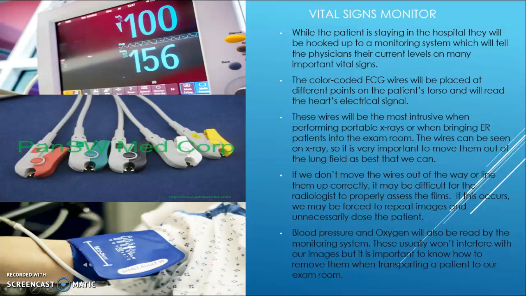Next we have vital signs. While the patient is staying in the hospital, they will be hooked up to a monitoring system which will tell the physicians their current levels on many important vital signs. The color-coded ECG wires will be placed at different points on the patient's torso and will read the heart's electrical signal. These wires will be the most intrusive when performing our portable x-rays or when bringing ER patients into the exam room. The wires can be seen on x-rays, so it's very important to move them out of the lung field as best we can.